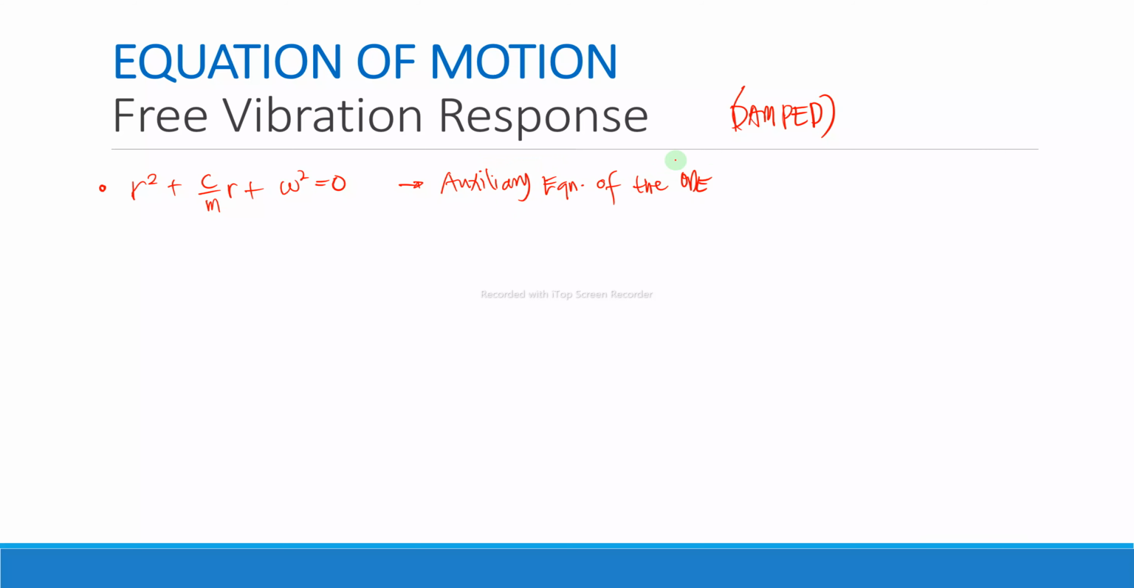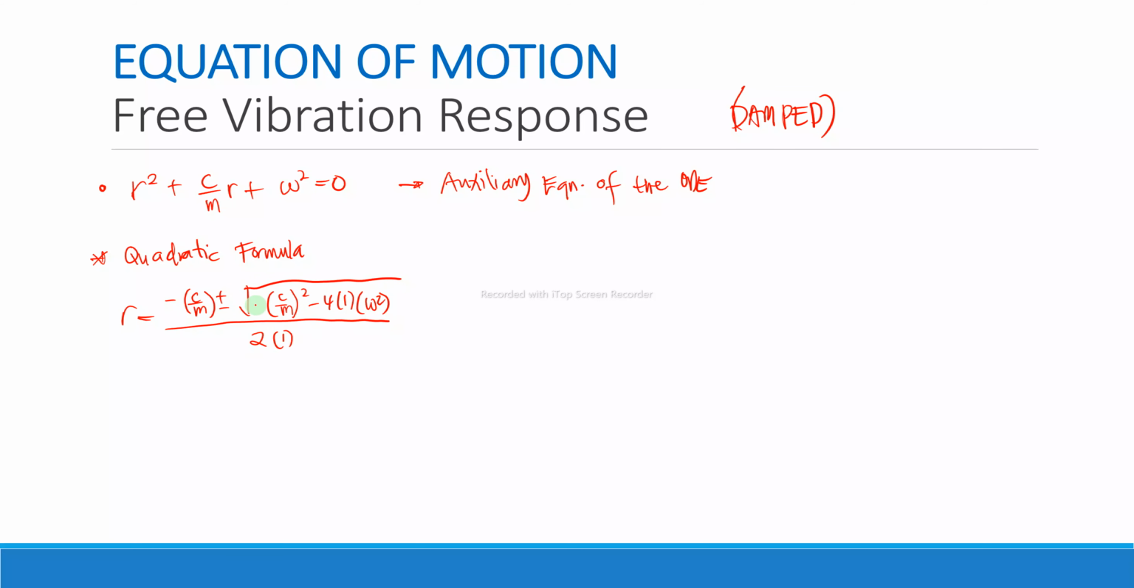So, it's quick. We will find the roots of this by the quadratic formula. R is equal to negative B, or negative C over M, plus or minus the square root of B squared minus 4AC, over 2 times A, or 2 times 1.